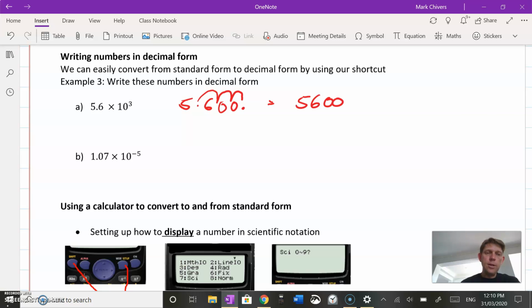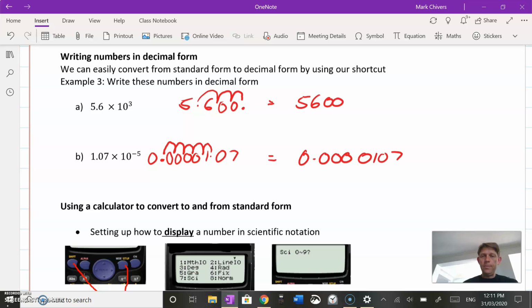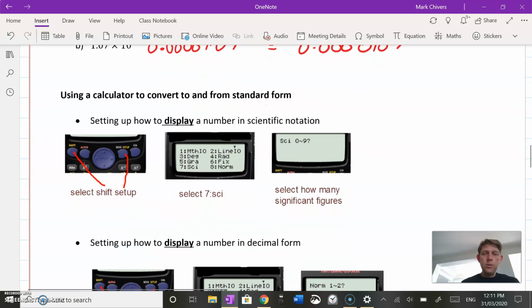For the next example, 10 to the power of negative 5, if I write the number back out again, I have to bounce the decimal place 5 times, this time to the left. 1, 2, 3, 4, 5. So now my decimal place is there, so I'm going to need to fill in all these gaps with zeros. I'm going to equal 0.0000107. Okay, now we can do this with our calculator.